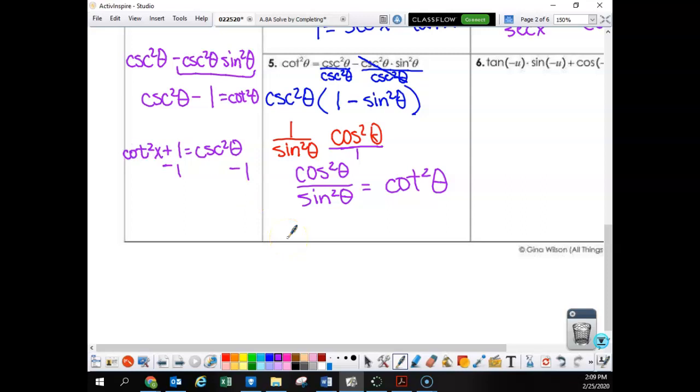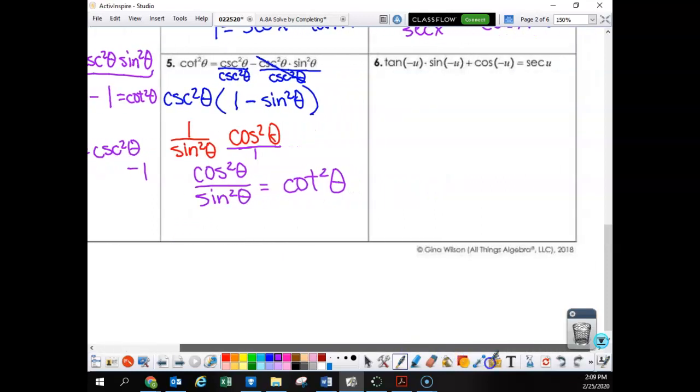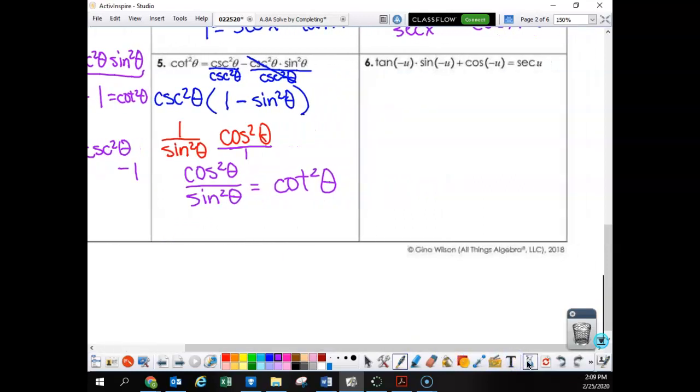Okay. Now let's look at number 6. So number 6, we're going to deal with the even and odd identities. So here, tangent of negative u, what is that equal to? Negative tangent u. And then sine of negative u, what is that equal to? Times negative sine of positive u.